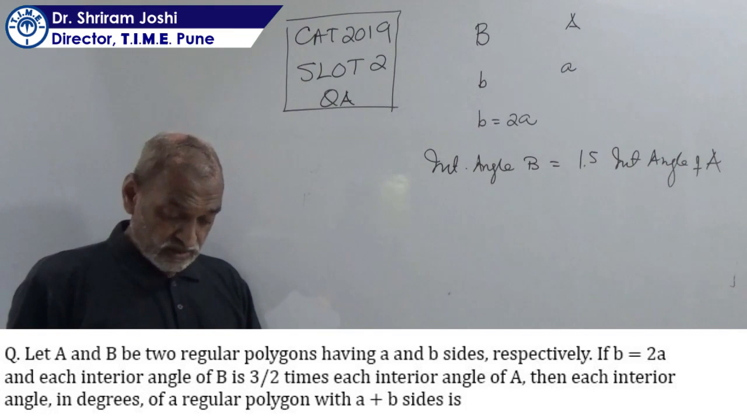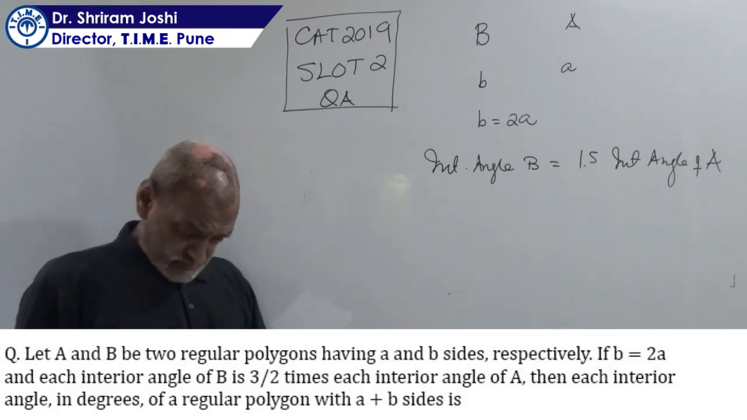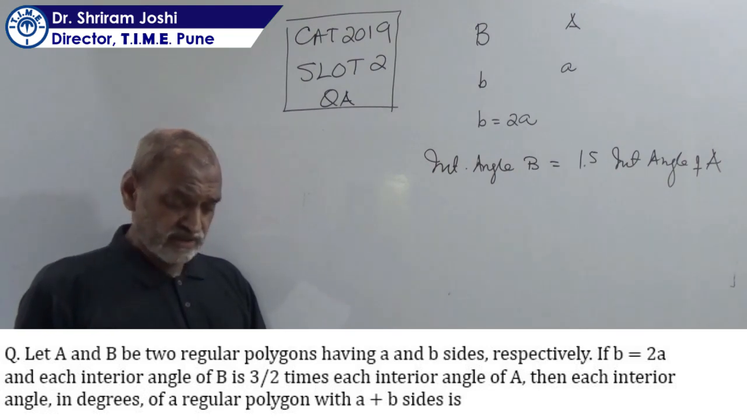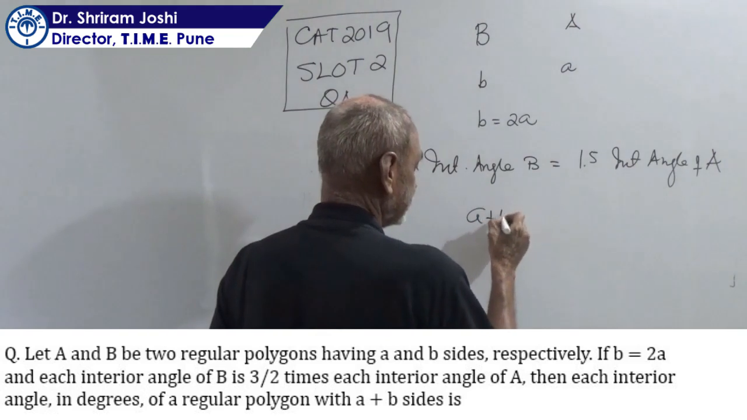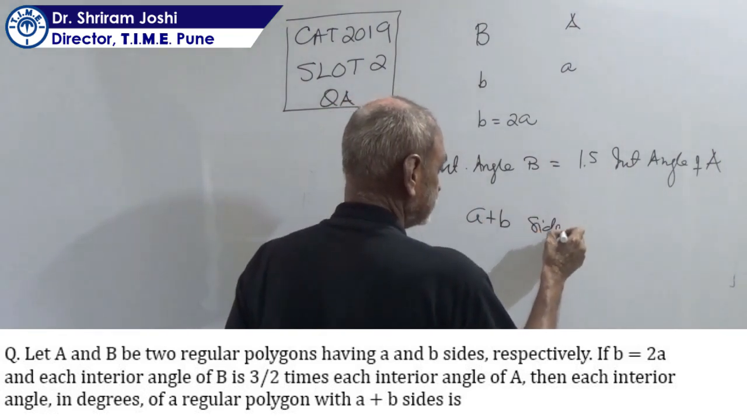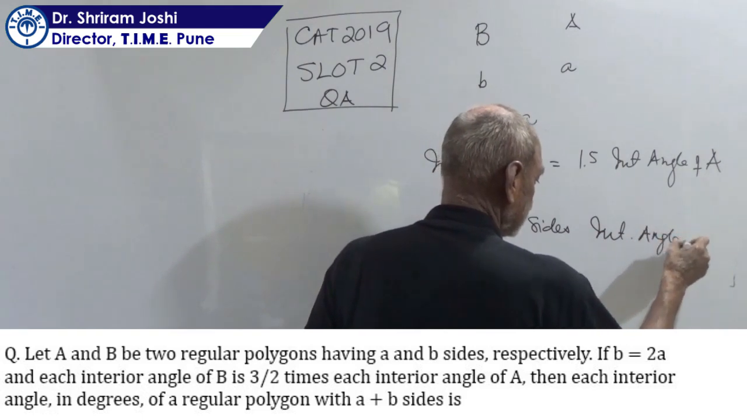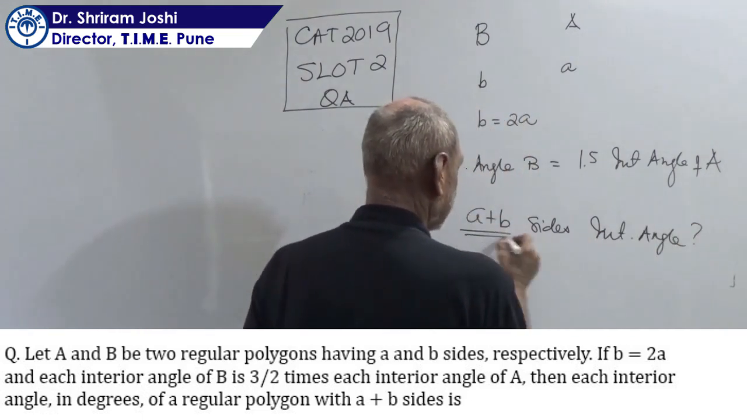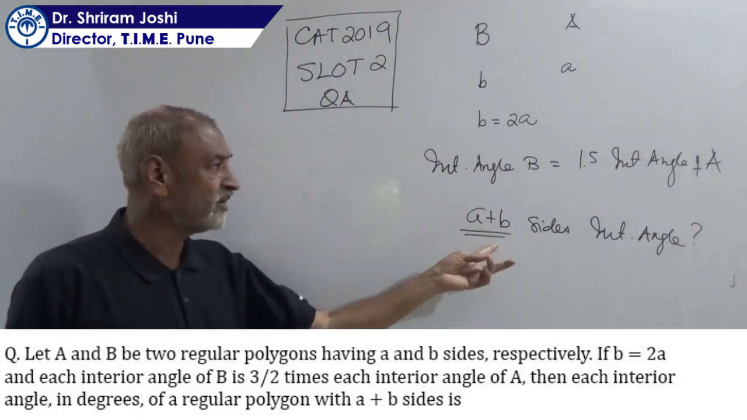What in degrees? Then each interior angle of a regular polygon with A plus B sides. The interior angle of a regular polygon with these many sides. Obviously, we have to find out what A is and what B is.